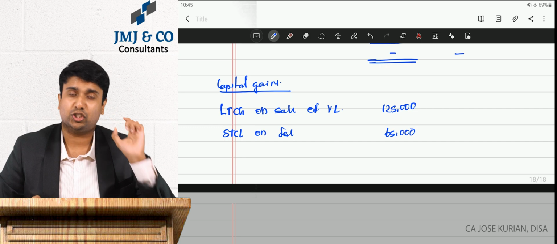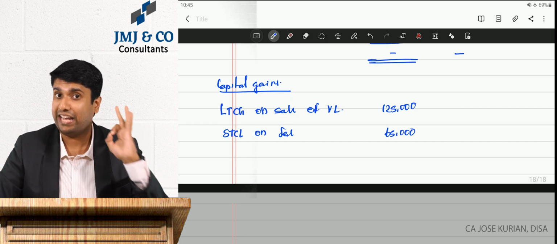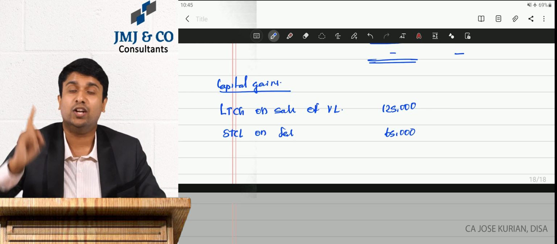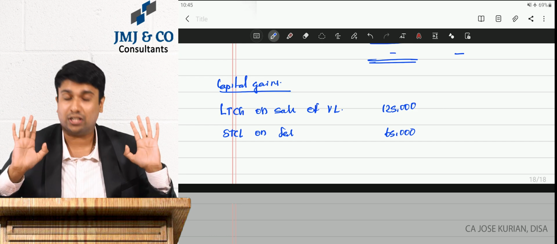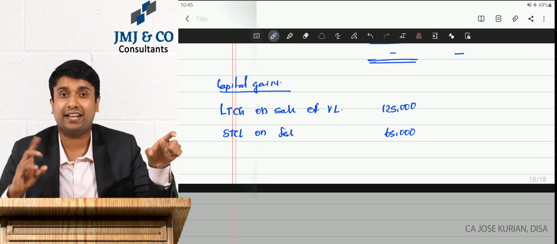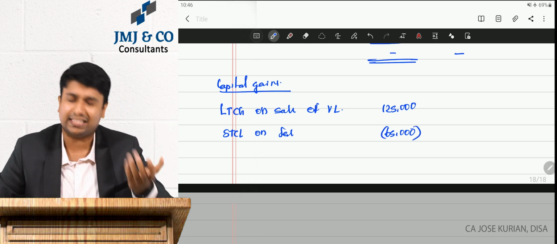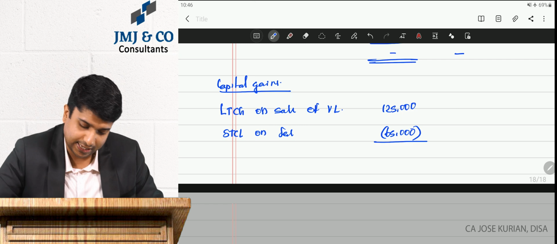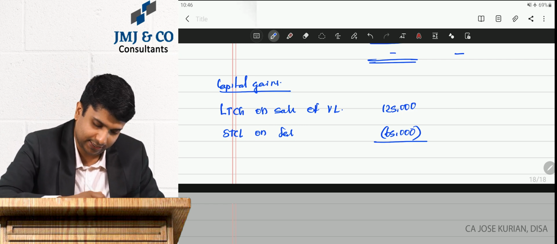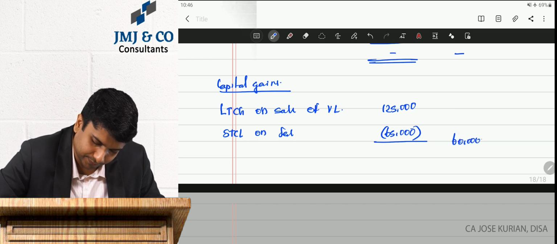All right, because short-term capital loss can be set off against long-term capital gain and short-term capital gain. But if it was long-term capital loss, then you can set it off only with long-term capital gains. Here for short-term capital loss, there is no preference. It will definitely be set off against long-term capital gain as well as short-term capital gain. Hence this 65,000 can definitely be set off with this 1,25,000, and the remaining LTCG is 1,25,000 minus 65,000. The remaining long-term capital gain would be 60,000.